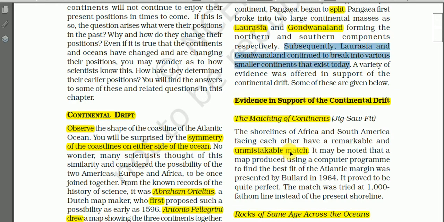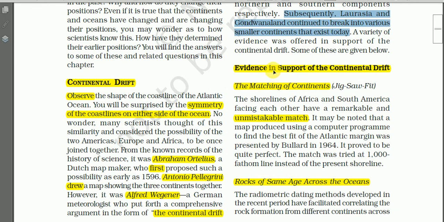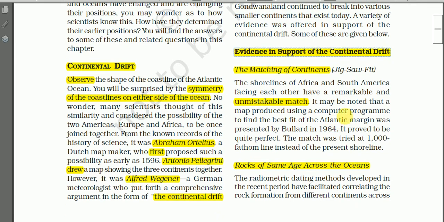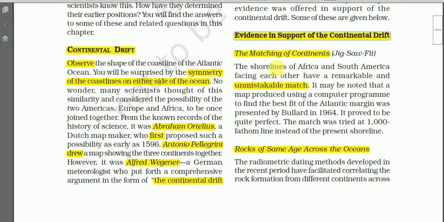Now let us learn the evidences in support of the continental drift theory. We have so many evidences in support of it, because it is one of the most widely accepted theories about the moving of continents. The first important evidence is the matching of continents. It is known as Jigsaw Fit. Let us read.